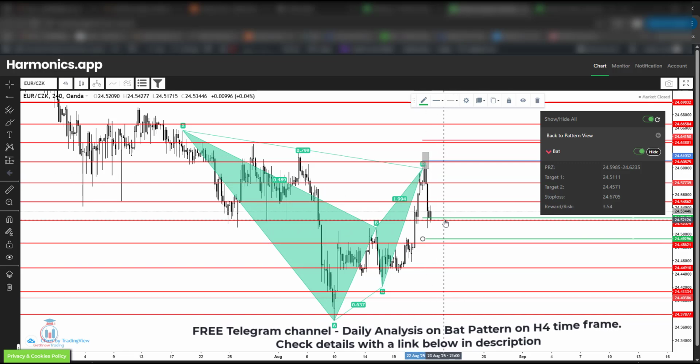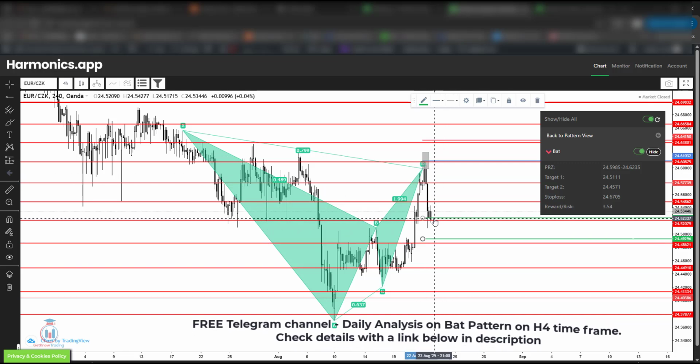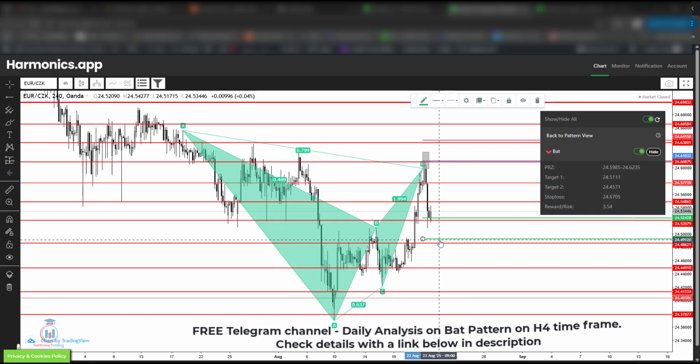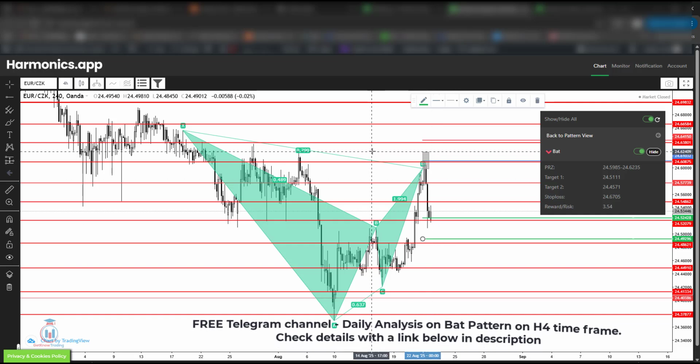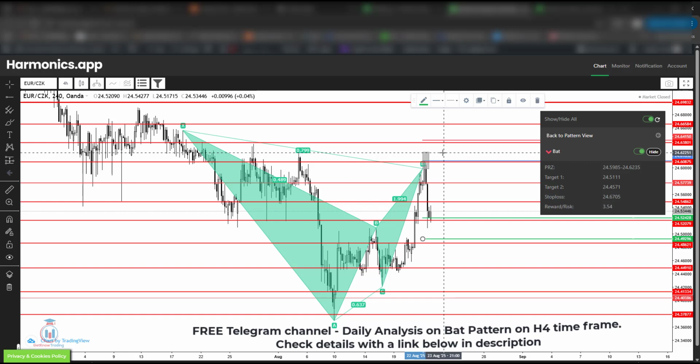Now I'm expecting that the price will make a bearish breakout below this area of support and reaching take profit level 2, which will be a bearish bad pattern which is successful and profitable.